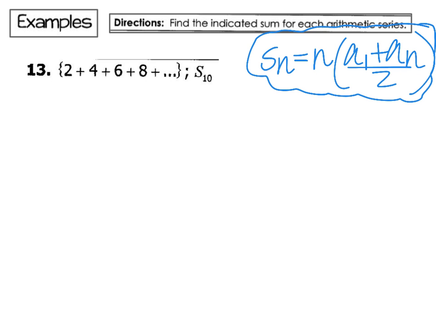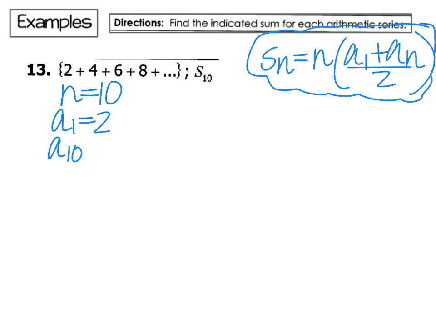All right, so number 13, we've got an arithmetic series, and we want to find the sum of the first 10 terms. That's what S sub 10 means. So automatically we know we're going to be using this formula right here, and we know that S sub 10 means that n equals 10. We already know our first term equals 2 just by looking at our series. We see that our series starts with 2, so our first term is 2. Now we need to find the nth term, and in this case, the 10th term.